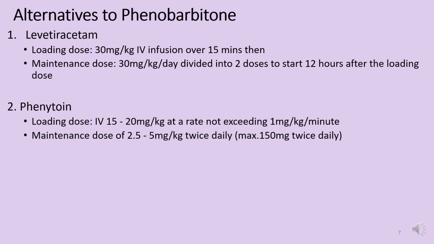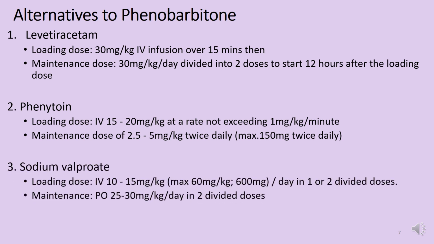The second alternative to phenobarb is phenytoin, and phenytoin is given as a loading dose of 15 to 20 milligrams per kg intravenously, and this should not exceed 1 milligram per kg per minute. Again, it is given slowly. The maintenance dose is 2.5 to 5 milligrams per kilo divided in 2 doses. And please do not go beyond 150 milligrams twice daily. So it is 2.5 to 5 milligrams per kg per dose BD.